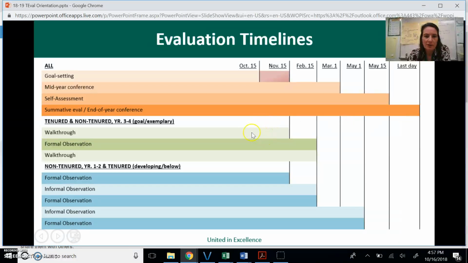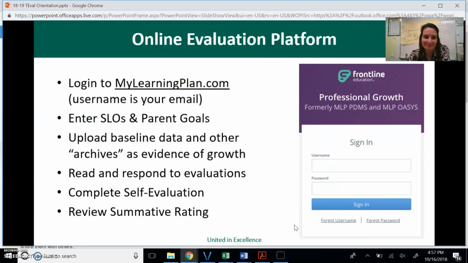If you're tenured, you can expect the walkthrough before November 15th and then an additional walkthrough and a formal before February 15th. And then non-tenured folks in year 1 and 2 have their formal, informal, and another formal, informal, and another formal. We are using the My Learning Plan evaluation platform.